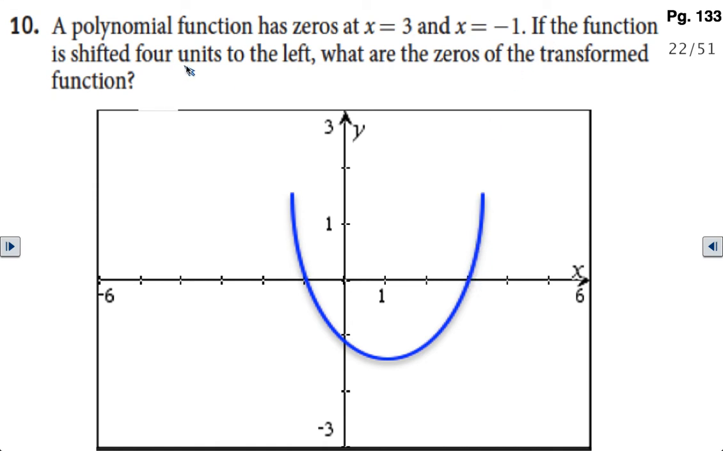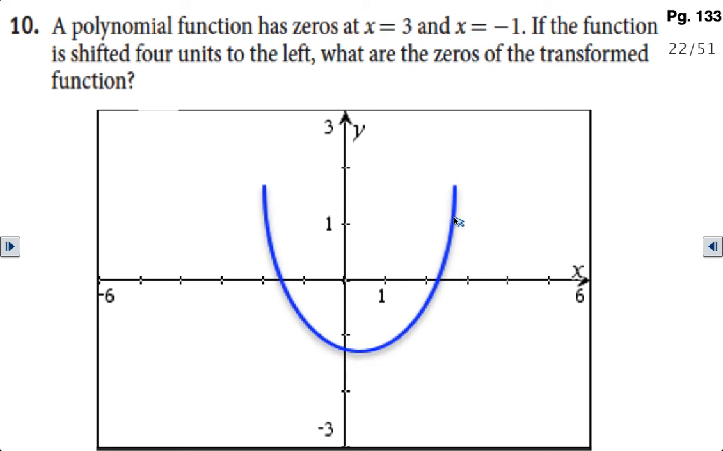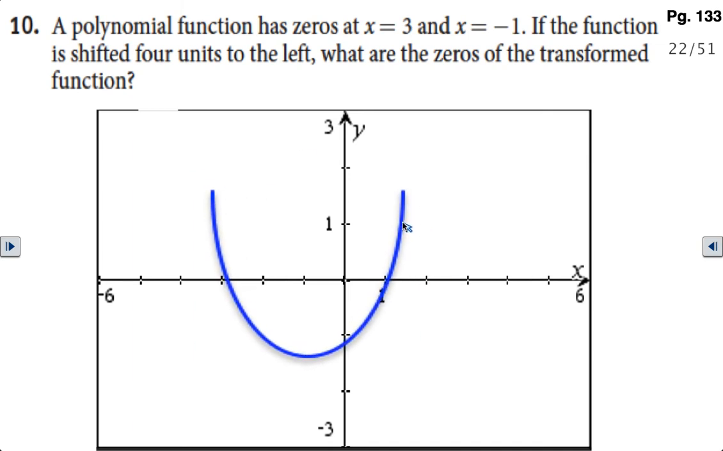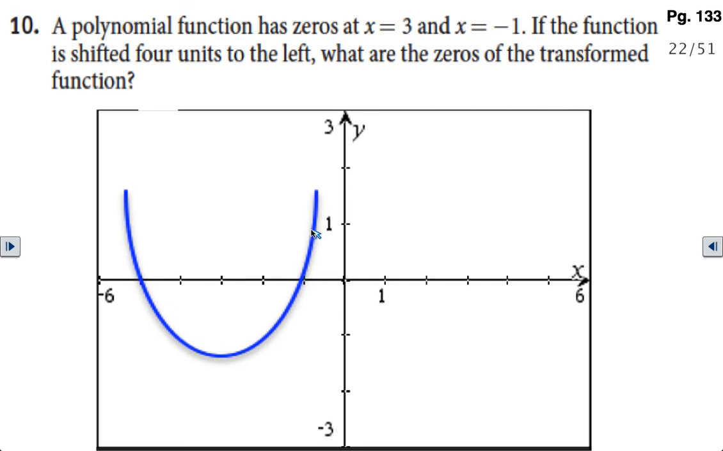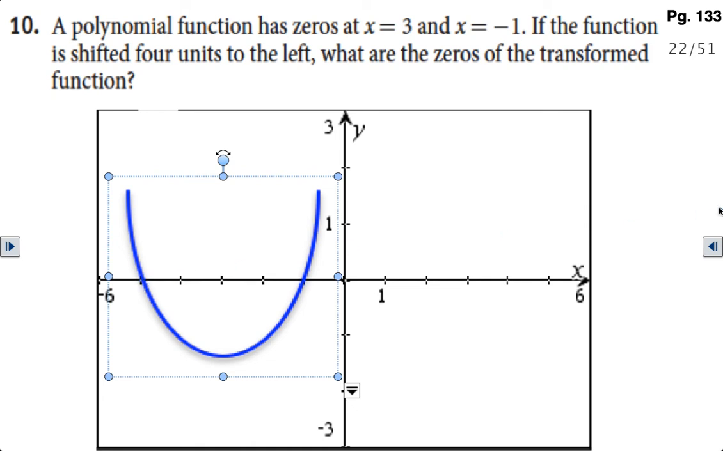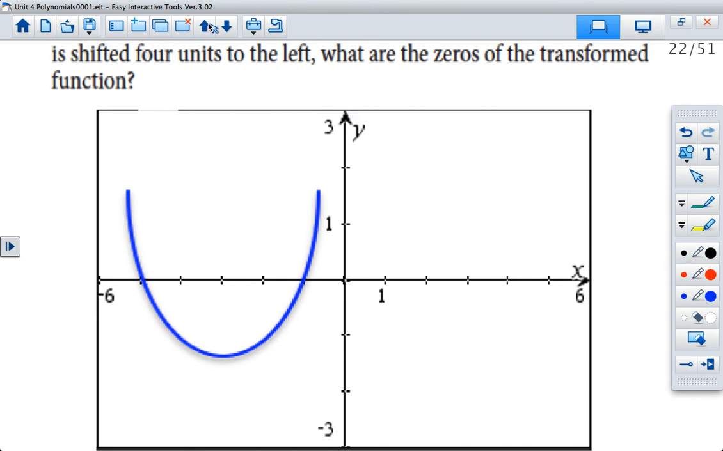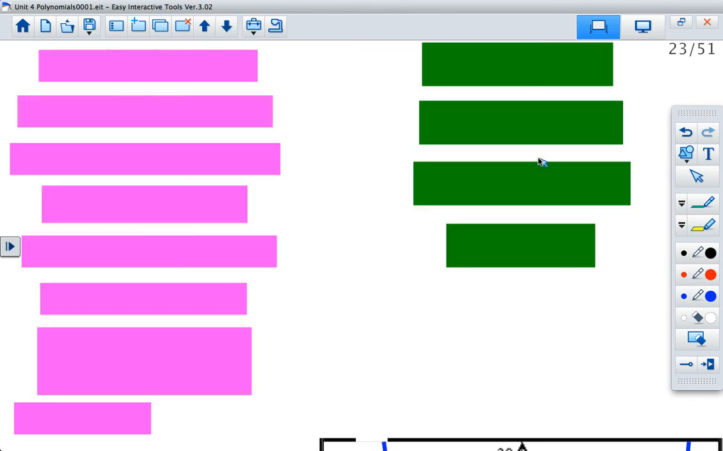If the function is shifted 4 units to the left, what are the new zeros of the transformed graph? Well, if we move it 4 units to the left, it's 1, 2, 3, 4 units, and my x-intercepts are now at, let's see, 1, 2, 3, 4, 5. So at -5 and -1. Okay, super easy to shift it over and figure out your x-intercepts there.